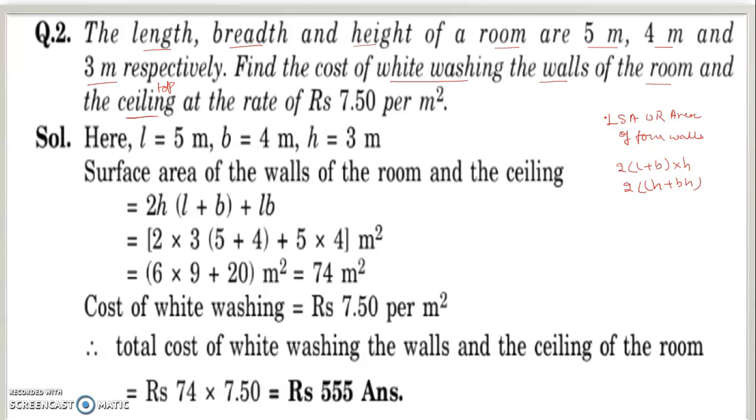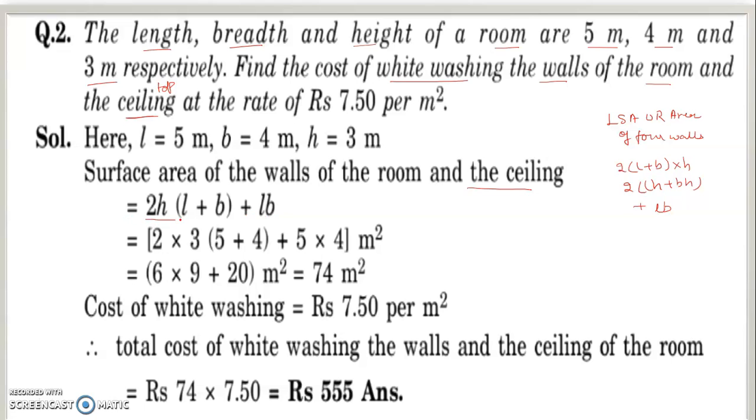So four walls will be this, plus it is saying the ceiling. When you get the whitewashing done in your room, do you get your floor also whitewashed? Nobody gets the floor whitewashed. It is the top only you get whitewashed. So area of these four walls plus the ceiling, that is LB. I have written here also, surface area of the walls of the room and the ceiling, so LB is being added.